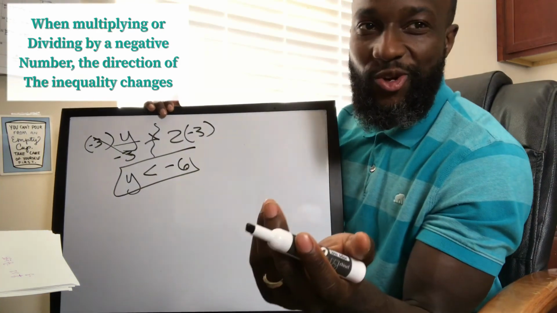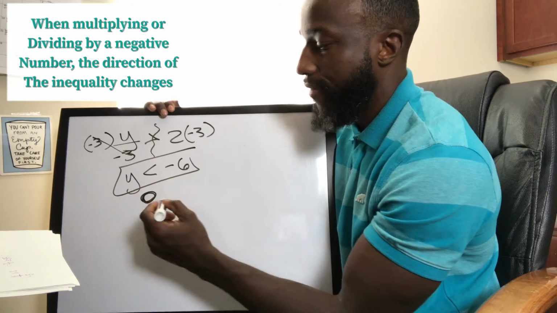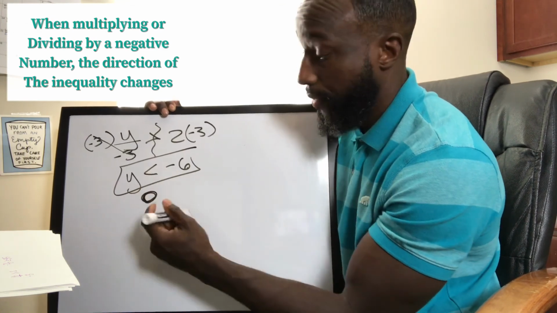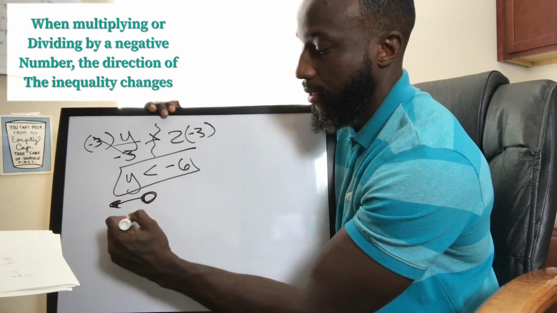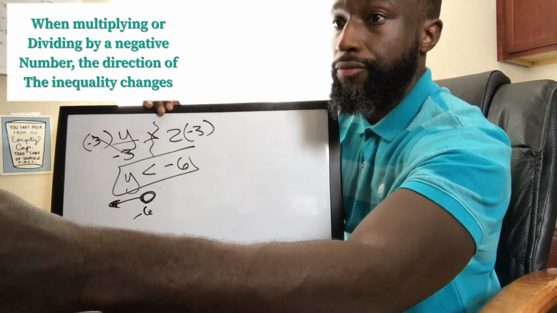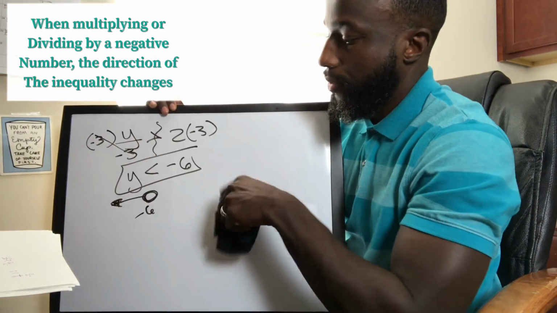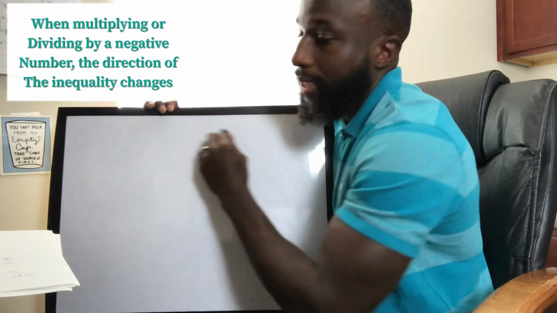That is your new graph. And so when you graph it, open circle, less than, so the opposite direction, at -6. Okay? Cool. Let's look at the next example.